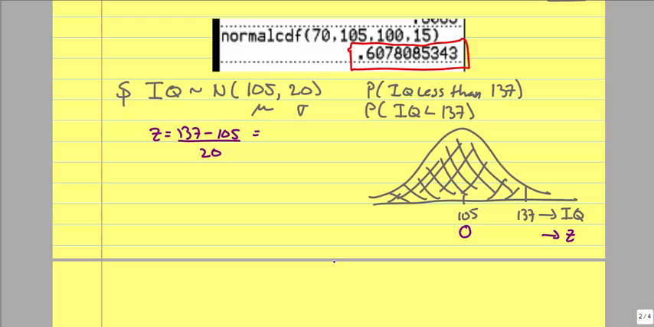Okay, so let me grab my calculator here. And I have 137 minus 105. So that's going to give me 32 over 20. So I get 1.6. So this means I'm 1.6 standard deviations above the mean for my z-scale. So in order to find this area, that's going to be phi of 1.6.